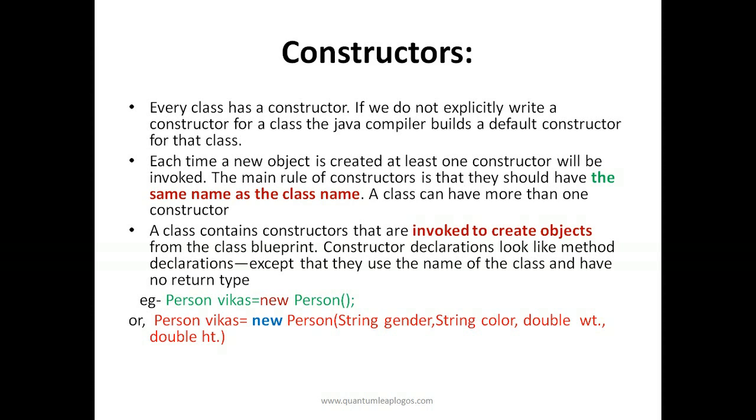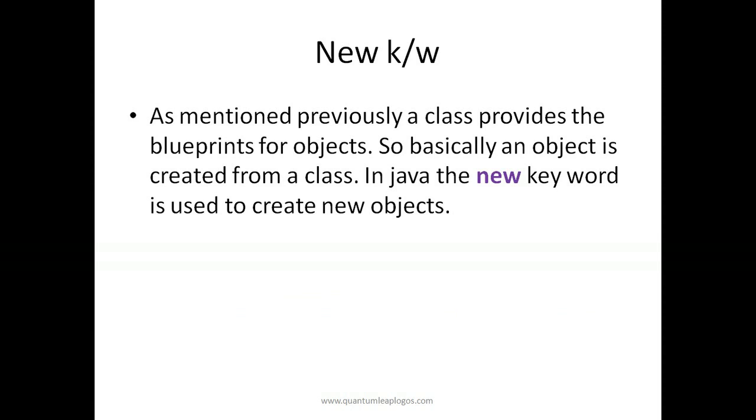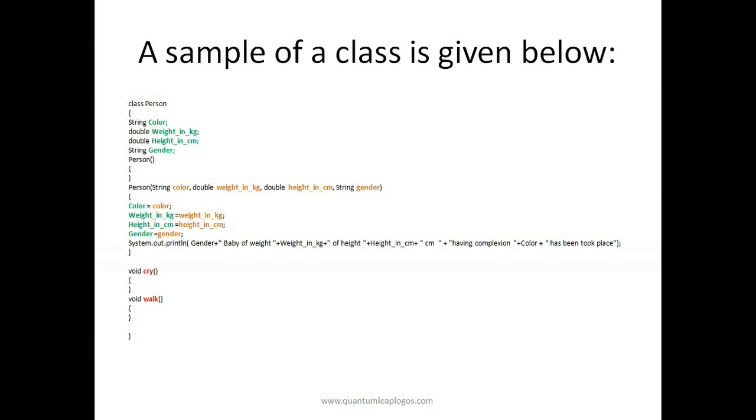Here we are discussing the new keyword, and for creating a new object, our constructor is invoked by using the keyword new. As mentioned previously, a class provides the blueprint for an object, so basically an object is created from a class. In Java, the new keyword is used to create new objects. It is clear to you. This is a sample of a class. I have already discussed it, but in the previous discussion there was no constructor. I have included a constructor here.